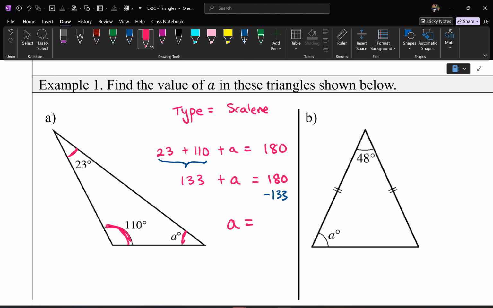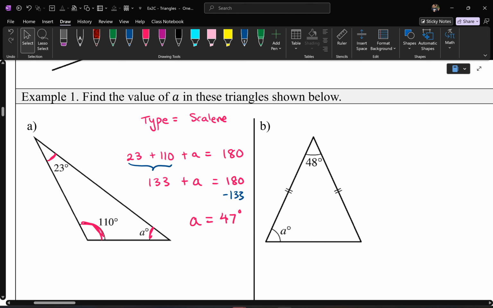What's 180 minus 133? 47 is correct. Very good. So that's one of the questions that you're going to get. If you get a triangle, we know that they all have to add up to 180. You just make sure they add up to 180. Okay, so some of the questions will be that easy.